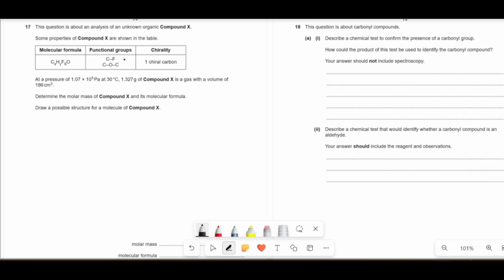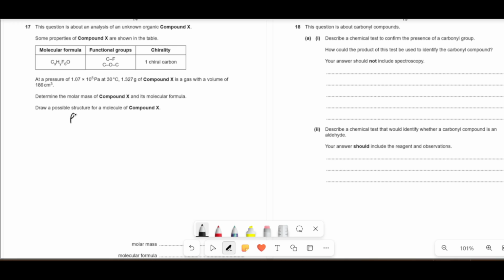We know it has a CF functional group, we know it has a COC functional group. And we know that it's got 1 chiral carbon. So at a pressure of this many pascals at 30 degrees Celsius, this many grams of compound X is a gas with a volume of that. Determine the molar mass and its molecular formula. So if this isn't hinting to you that we're going to use PV equals nRT, yeah, we are.